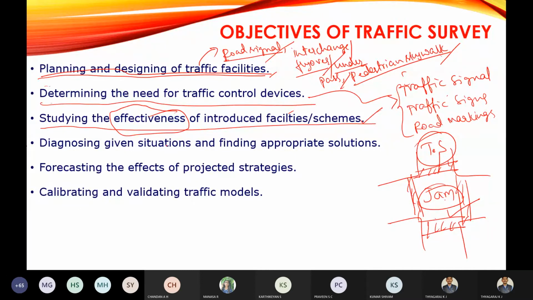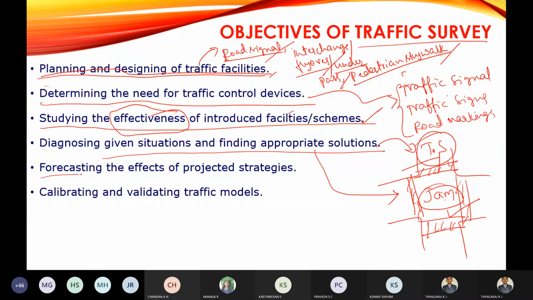Then diagnosing a given situation and finding an appropriate solution. You are going to analyze the situation where the traffic data is collected and provide an appropriate solution. For example, if you consider an intersection, during data collection the situation is worst, that is, the jamming condition is happening there. So the appropriate solution is providing traffic signals. For this we require this traffic survey data.